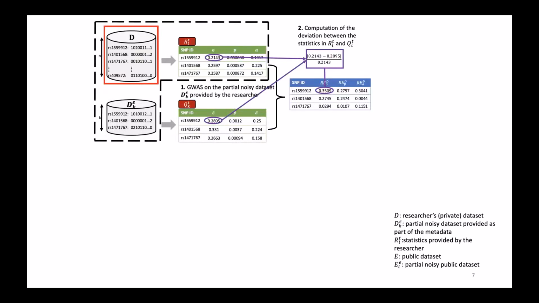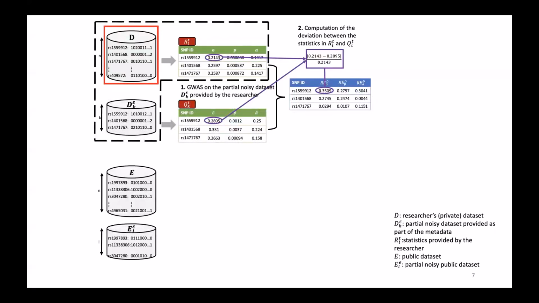Our main assumption, which we validate in the paper, is that independent of the phenotype being studied, the distance obtained between the statistics computed over D and D epsilon follows a similar trend for different datasets for a given epsilon value. To utilize this, the verifier computes the expected distance by using a publicly available genomic dataset E and its noisy version E epsilon, in which each data point is obfuscated using randomized response to achieve LDP.